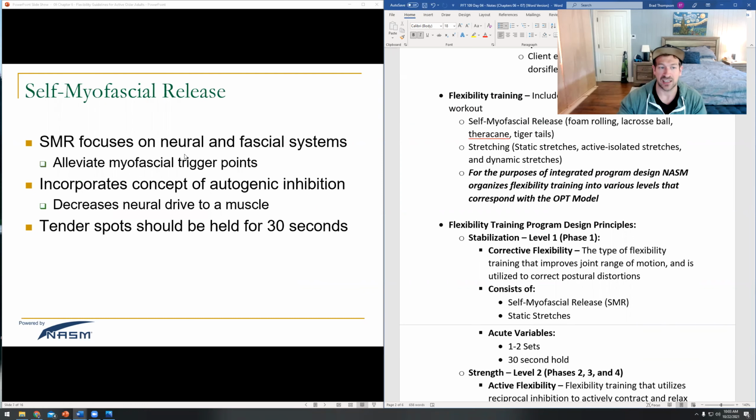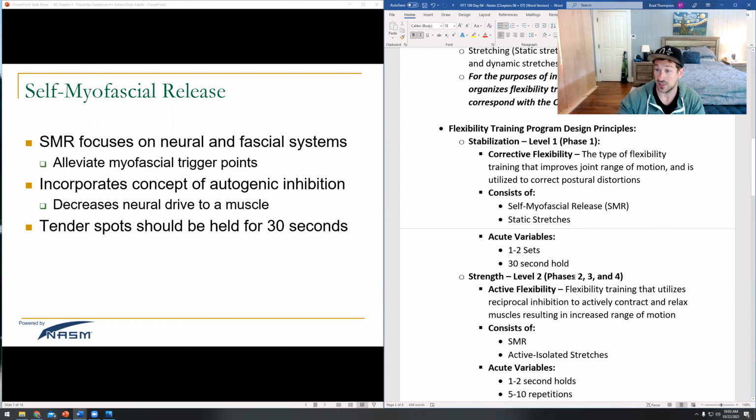Those are our different techniques. So let's talk about what self-myofascial release is, because it is going to be used in every single one of the tool bags. So self-myofascial release focuses on your neural and your fascial systems by alleviating trigger points.